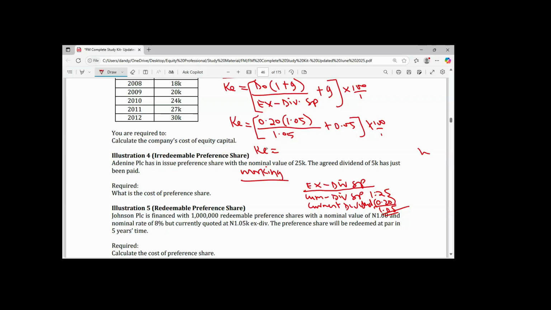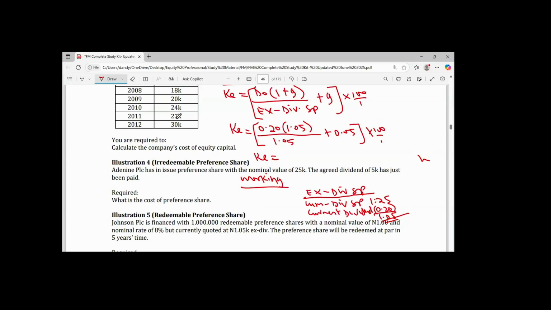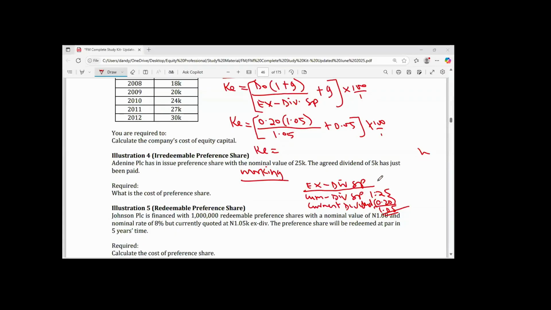When you are using your calculator, you start with the dividend 0.2 multiplied by 1.05 equals, divided by 1.05 equals, plus 0.05 equals, multiplied by 100%. So give it to me. What do you have there? Moses: 25. 25%. Okay, thank you.